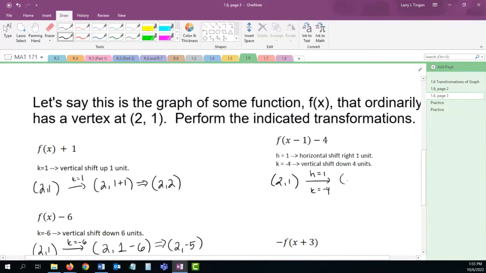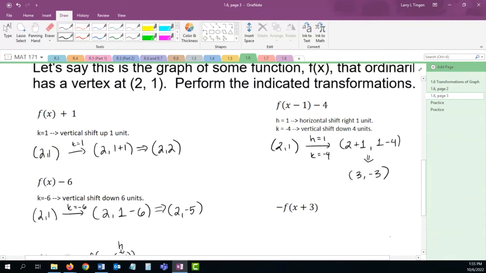So the H gets added to the X value, and the K gets added to the Y value. So now I'm looking at 3, -3. Right? And this is my new vertex. What's happened is my parabola has moved. On all 4 of these examples so far, all I've done is move left, right, or up, down. All right?